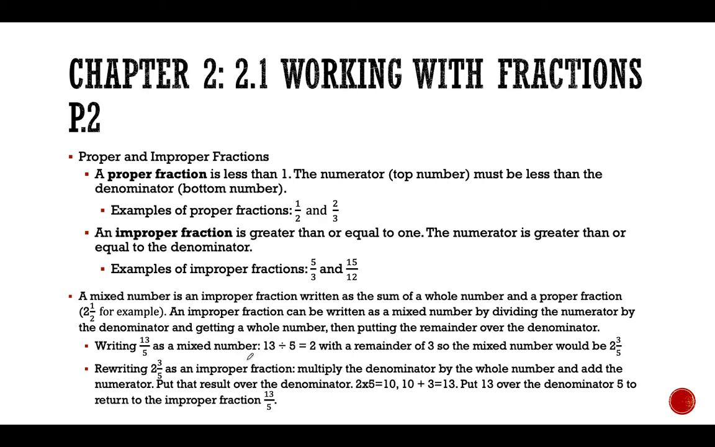Let's write 13/5 as a mixed number. 13 divided by 5 is 2 with a remainder of 3. So the mixed number would be 2 3/5. 2 is the whole part and 3/5 is the fraction part.